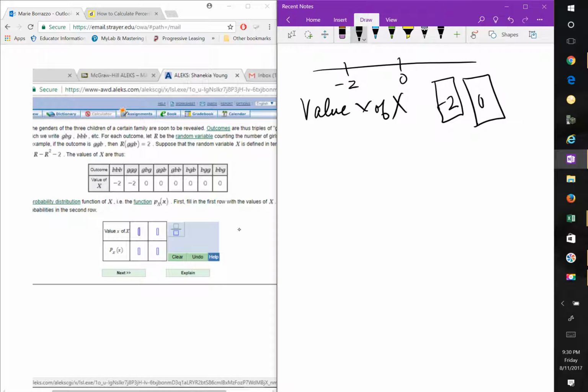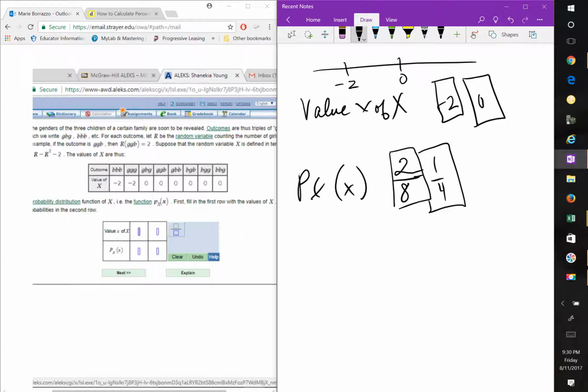Okay, and then for the probability, it's as simple as if I have p of x, how many negative 2's do I have out of 8? I have 2 negative 2's out of 8, okay? And so this box will be the reduced fraction 1/4. That should be your answer, not the 2 out of 8.